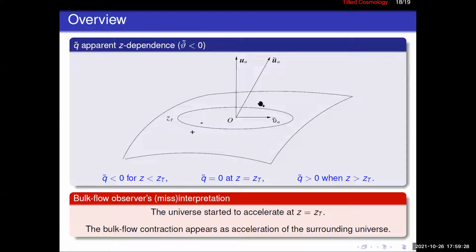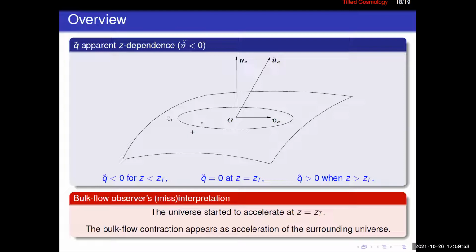One perhaps intuitive way to imagine this is to imagine this observer as a passenger sitting in the back of a car, driving on a big motorway where all the cars are driving at the same speed. Then, without the passenger actually noticing, his car slows down. But he thinks that the rest of the cars have accelerated away. So that's more or less one way of imagining it.